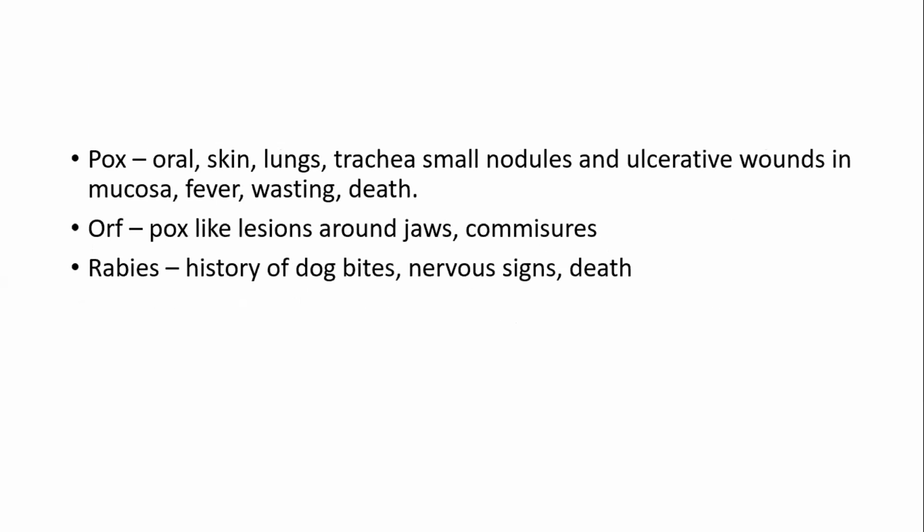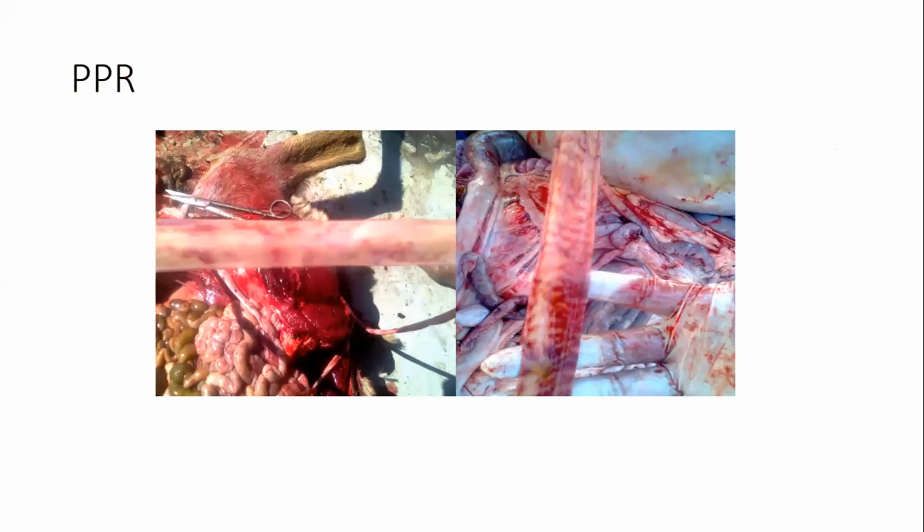Then pox lesions are also there. Oral lesions can be observed, skin lesions, lung lesions, trachea, small nodules can be observed anywhere in any type of mucosa. Then the ulcerative wounds in the mucosa of the trachea. Then fever is there, wasting is there, and ultimately death of the animal. Then pox, orf is there. The rabies sometimes can be observed in the animals. Then PPR, we can see PPR.